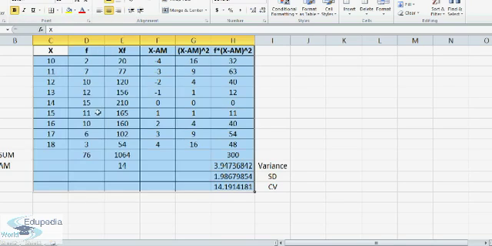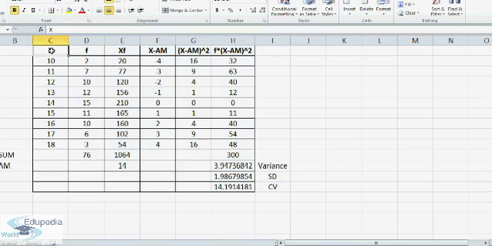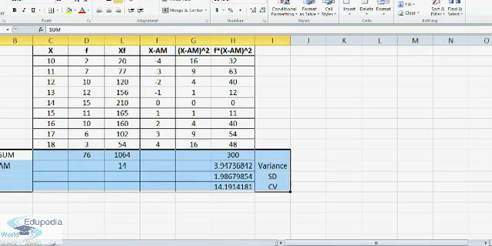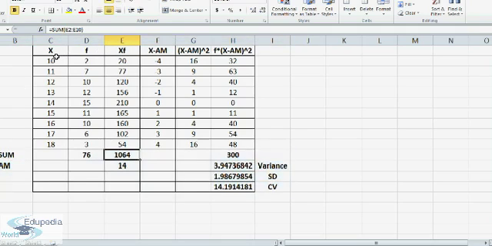Let me recall these steps. We first find the arithmetic mean in the usual way: we first find the product of x and f, then we find the sum and divide it by the summation of f. That's our arithmetic mean, which is here 14.